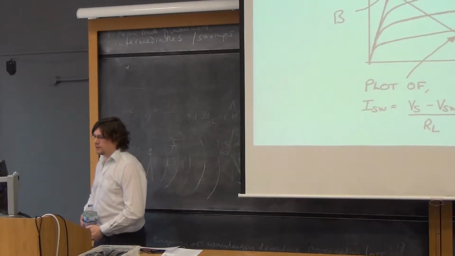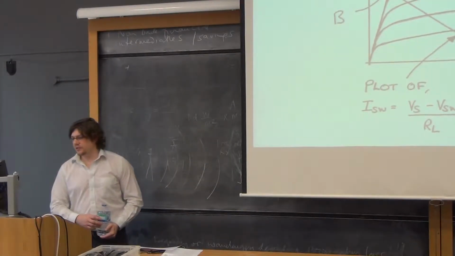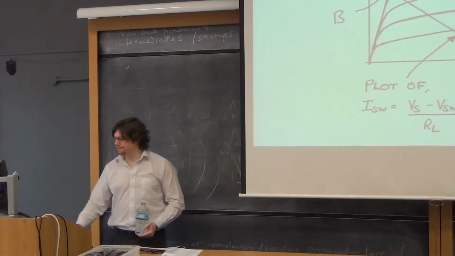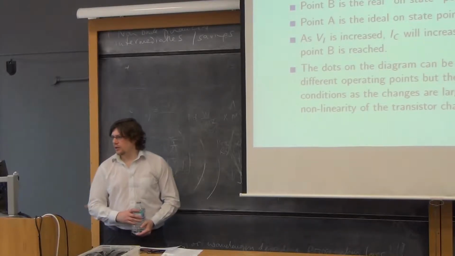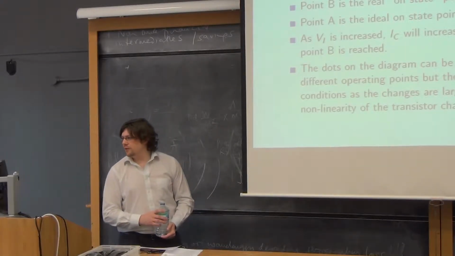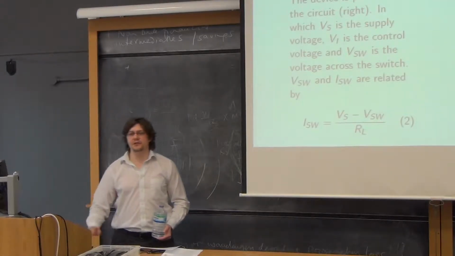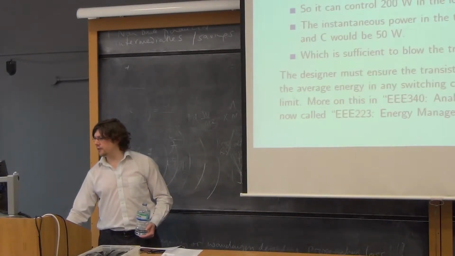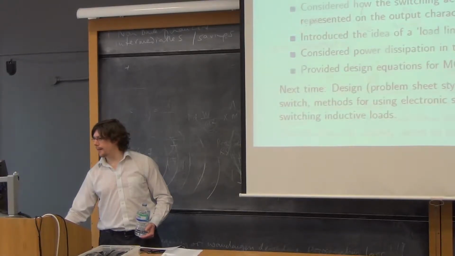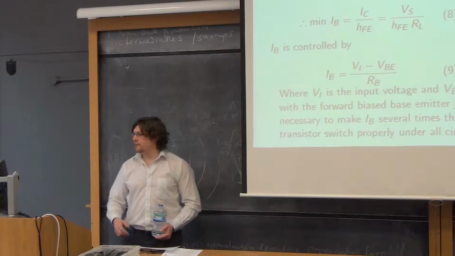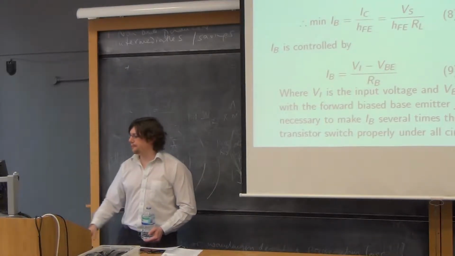So this is I switch, which is Vs minus V switch upon RL, plotted on the output characteristics from the prior lecture. The switch is controlled by VI, which is equal to VBE. If you imagine, actually I've got a better circuit diagram than that. There. So this is ignoring RB for a bit. We'll come on to it shortly. VBE is basically equal to VI, is what I'm saying.